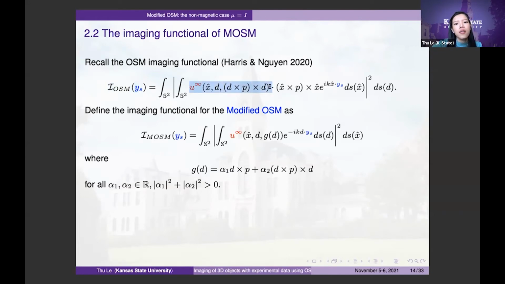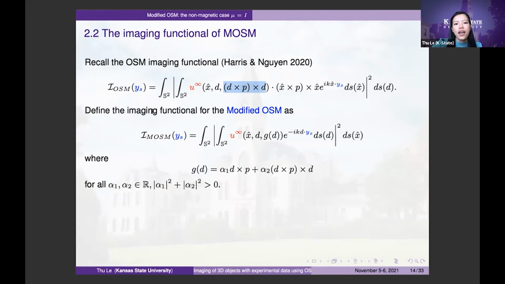However, to evaluate this integral, it requires that the far field pattern, the data, the polarization of U infinity, has to have that particular form, D cross P cross D. So there's some restriction on this. Now we want to extend that.